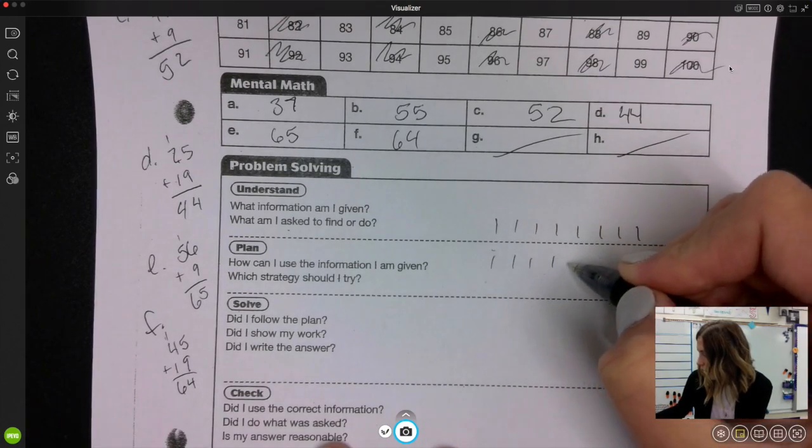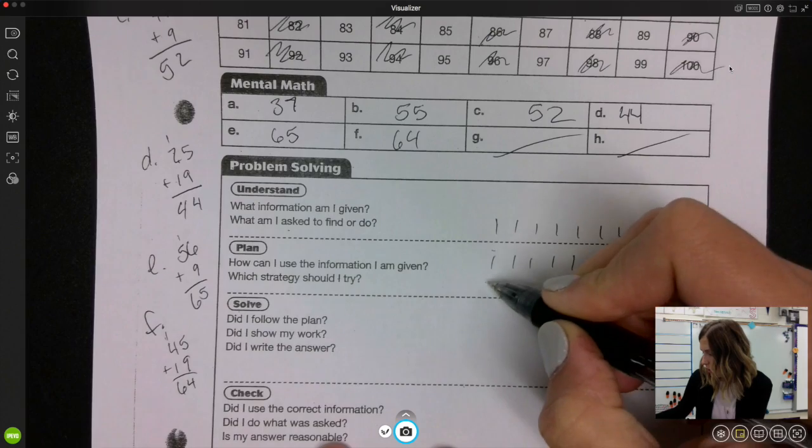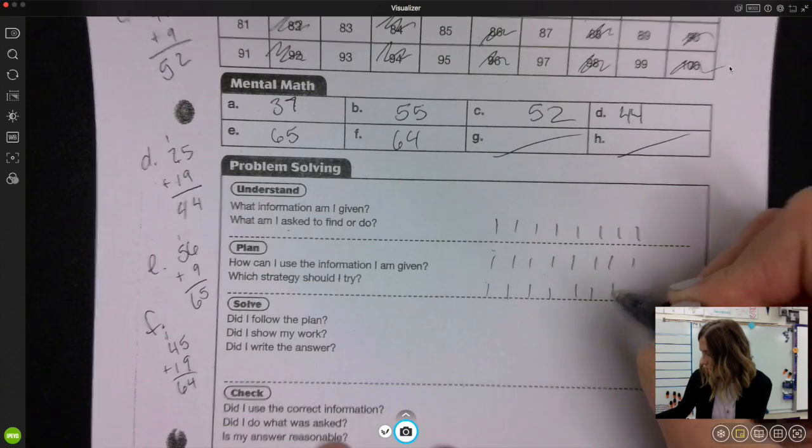1, 2, 3, 4, 5, 6, 7, 8. And 8 in the third row. 1, 2, 3, 4, 5, 6, 7, 8.